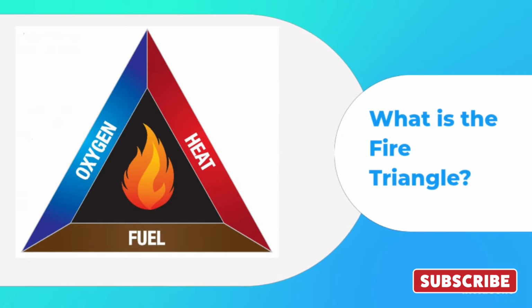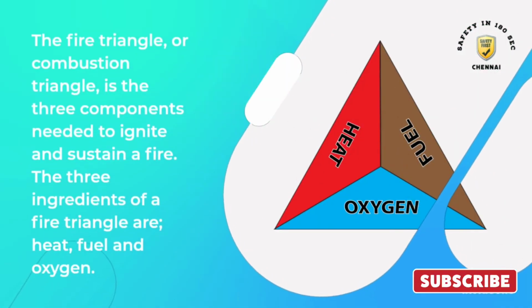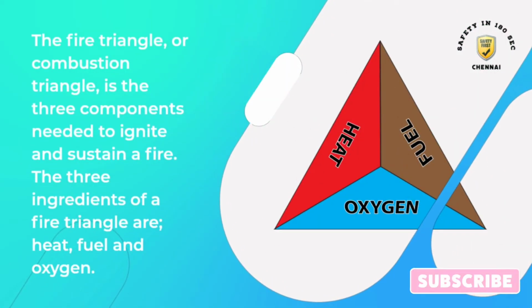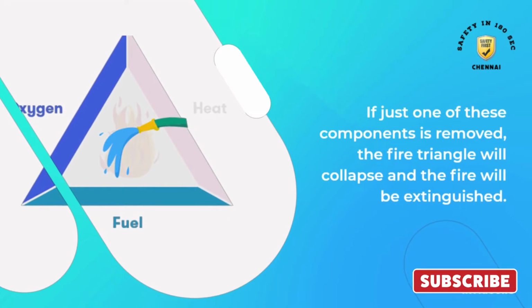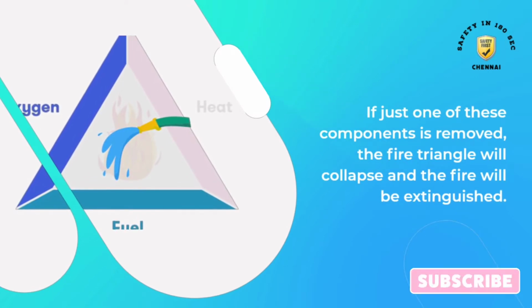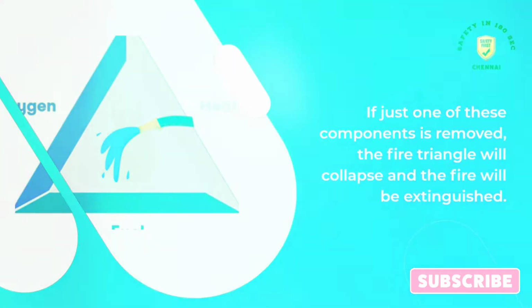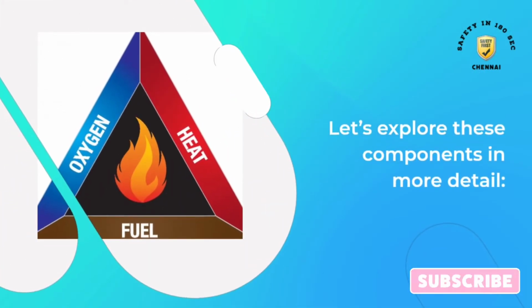What is the fire triangle? The fire triangle, or combustion triangle, is the three components needed to ignite and sustain a fire. The three ingredients of a fire triangle are heat, fuel, and oxygen. If just one of these components is removed, the fire triangle will collapse and the fire will be extinguished. Let's explore these components in more detail.